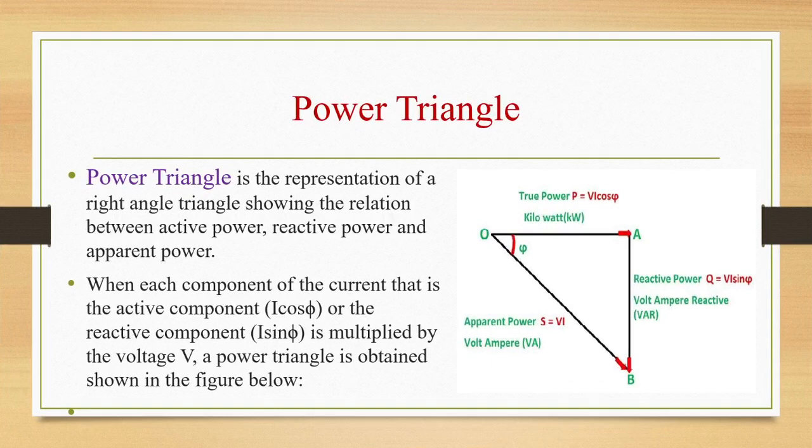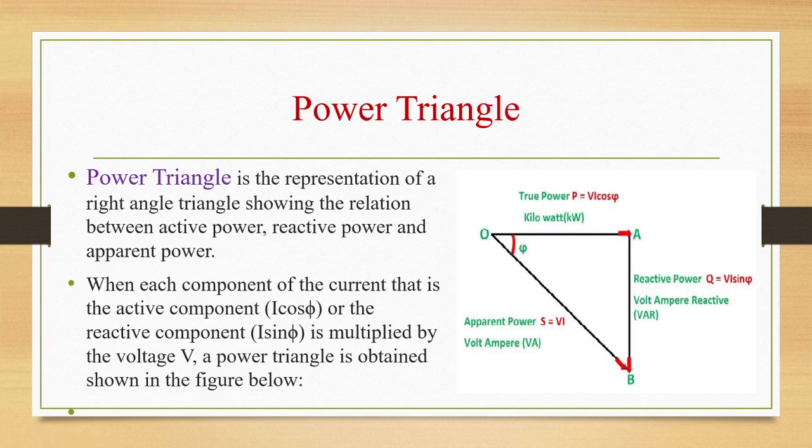Let us see the power triangle. Students, all of you note down this power triangle. In this we can see OA represents true power, that is P is equal to VI cos phi, with units of kilowatt. AB represents reactive power, Q is equal to VI sin phi, and its units are volt ampere reactive. The apparent power S is equal to VI, measured in volt amperes, and this is the angle phi.